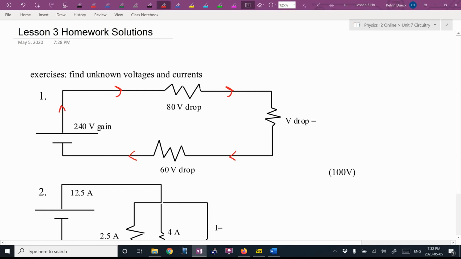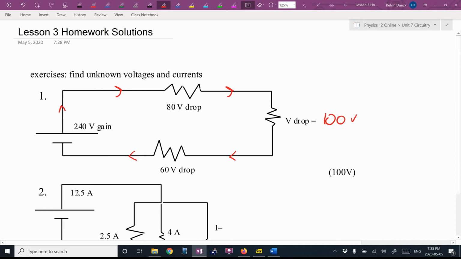Looks like all they want me to do here is label the voltages. So I gain 240 volts. That must mean, because I can start at the top of the chairlift battery and end up at the bottom along that loop, I have to lose 240 volts. So here I've lost 80. Here I've lost 60. That means I must have lost 100 volts going through that section of the circuit.